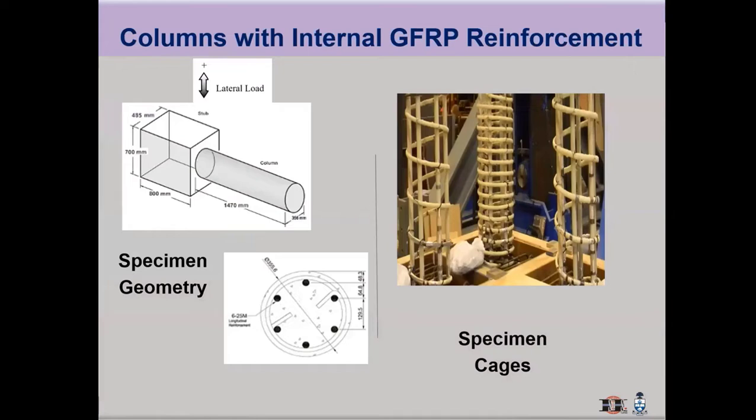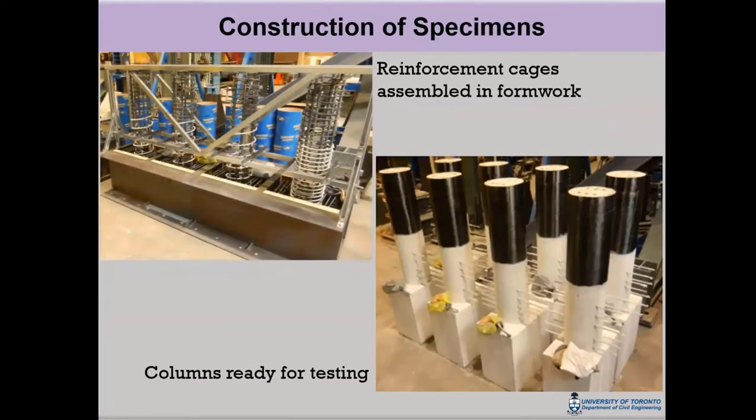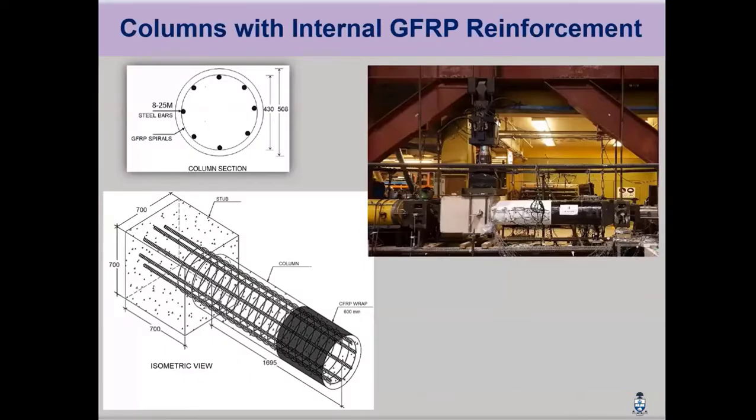So in the columns, we started with using all GFRP, vertical and spiral. And here are the columns. These are 356 millimeters. This is 500 millimeters because the ministry again came back to us and said, well, we can't use your small size column testing. Can you do a larger one? So we had to make a half scale model of their bridge column.